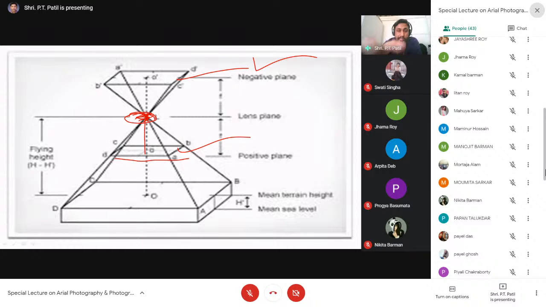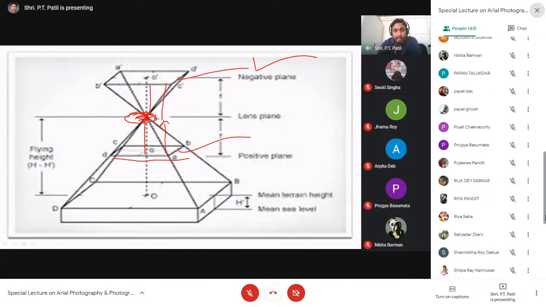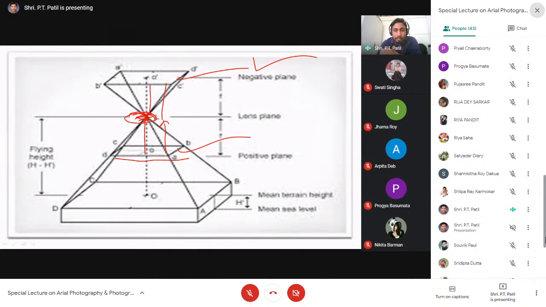Okay, so the distance between the negative plane and the lens, or the distance between the positive plane and the lens, is nothing but the focal length of that particular camera. That focal length also describes what view is covered by that camera, meaning the instantaneous field of view coverage of the camera also depends on the focal length of the camera. So I think you all understood what is meant by the focal length.